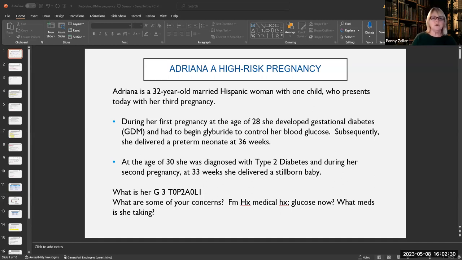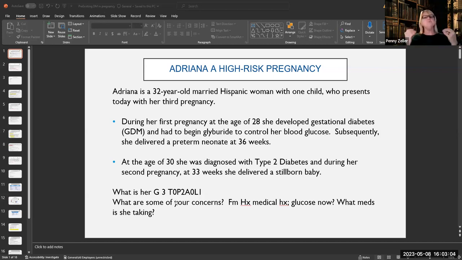Okay, so her GTPAL is listed below. G is 3, right? 1, 2, 3 pregnancies. She's not had any full-term babies. Both of her babies were preterm. She's not had any miscarriages. One did not survive. So she just has one living child, okay? That was the preterm neonate at 36 weeks. Okay, that's the picture we have here.